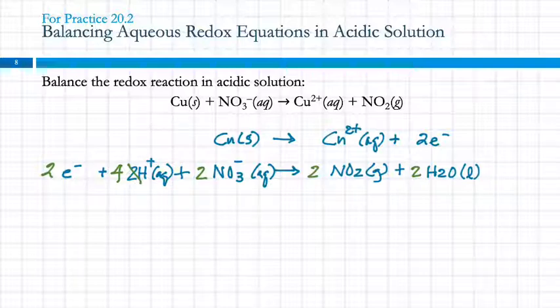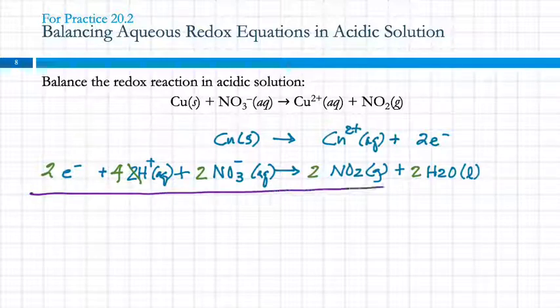Now I can add these together. So put a line down here. And I'm going to look to see, what can I cross out? Well, I'm going to cross out the electrons. The electrons should always cross out. But don't do wishful crossing out. It has to actually cross out. I don't see anything else that's the same on both sides, so I'm just going to put this together.